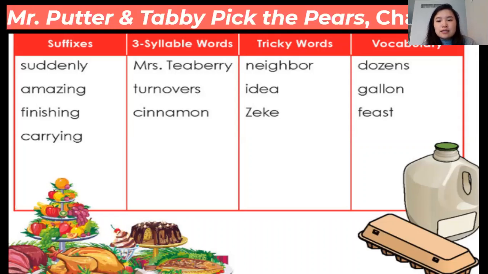Now, a gallon is a measurement of liquid. So a gallon of milk is pictured at the bottom right corner. And a feast, on the bottom left corner of this, you will notice that there is plenty of food, a variety of food. There's sweets, there's meat, there's cakes, fruit. So it is a feast because it is a variety of food. Usually you will see that type of spread at a fancy celebration.